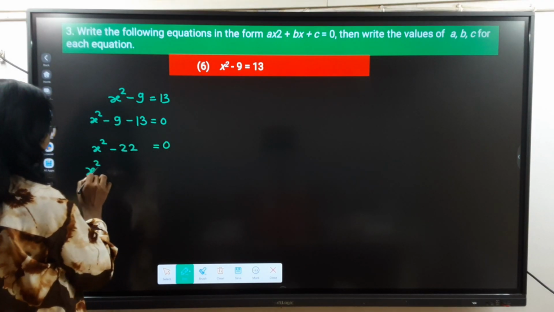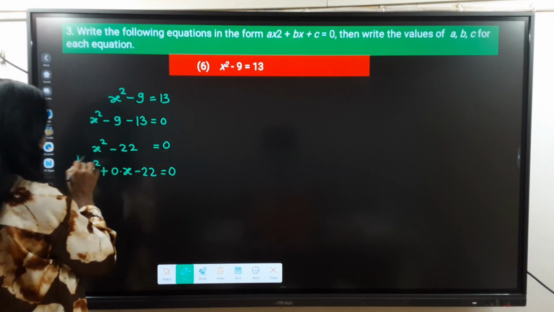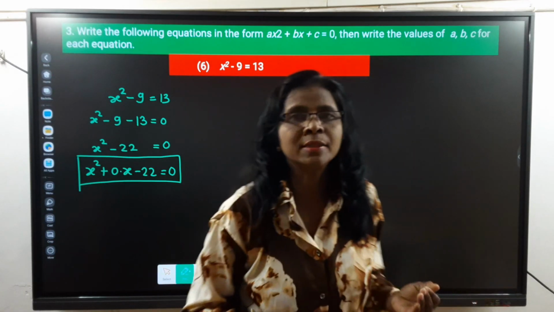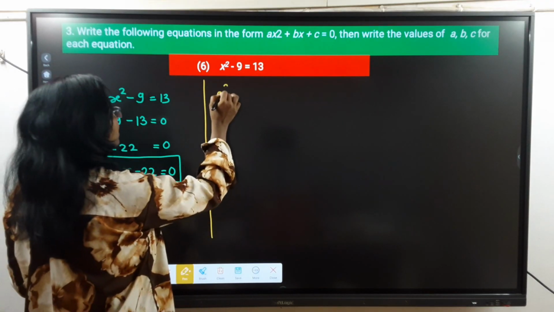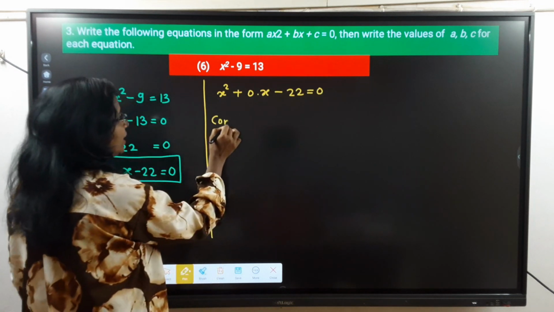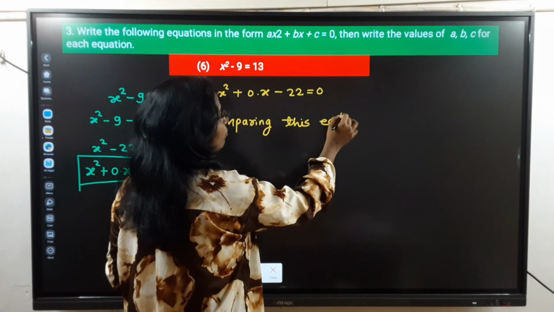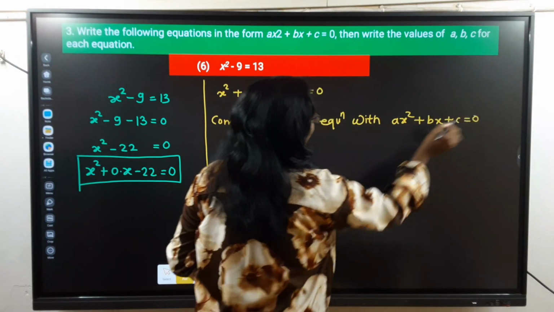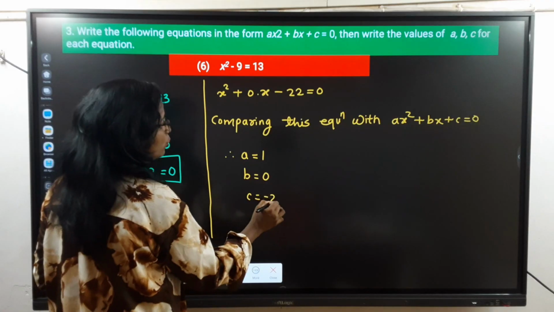So we can write it in this form, x square plus 0x minus 22 is equal to 0. So students, this is the equation in ax square plus bx plus c is equal to 0 form. Now the second part is finding out the values of a, b, c. So first write down the equation, x square plus 0x minus 22 is equal to 0. Therefore, comparing this equation with ax square plus bx plus c is equal to 0, a is equal to 1, b is equal to 0, and c is equal to minus 22.